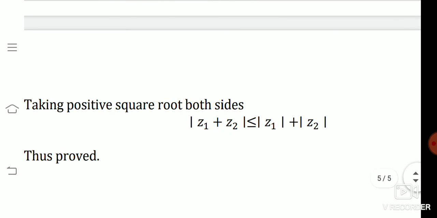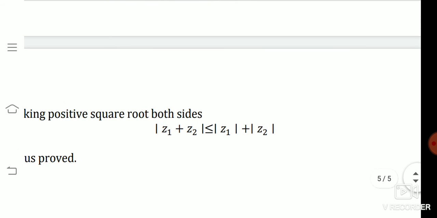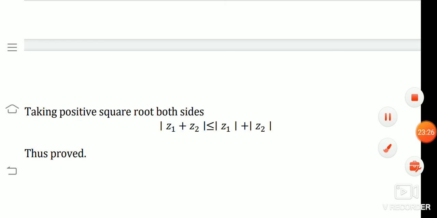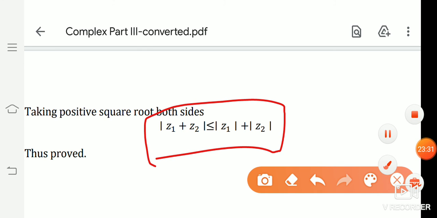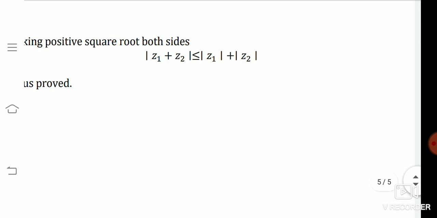Now taking the positive root, we will get our desired result of the triangular inequality, that is, mod of z1 plus z2 is less than or equal to mod of z1 plus mod of z2. Thus we have proved our theorem. Okay, that's all for this PDF.